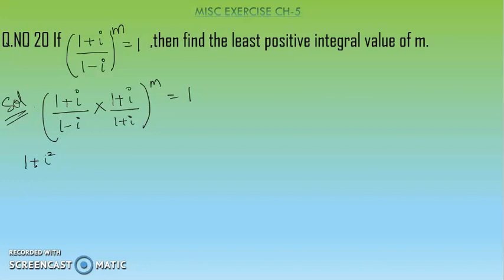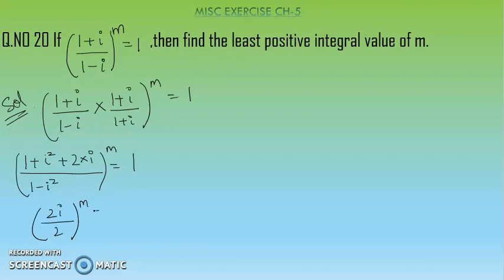So (a plus b) square is a square plus b square plus twice ab. a is 1 into i, so 2i. Upon (a plus b) into (a minus b), which is a square minus b square, right? This is i square raised to the power m is equal to 1. So i square is equal to minus 1. So plus 1 and minus 1 cancel, students. Very simple. So I will get 2i upon i square is minus 1, and minus 1 becomes plus 1. So this will be 2 raised to the power m is equal to 1.